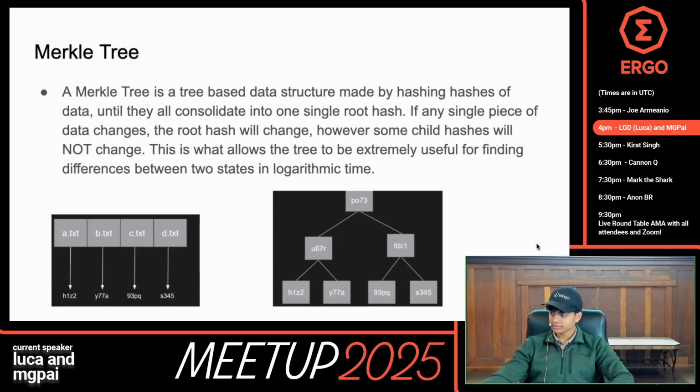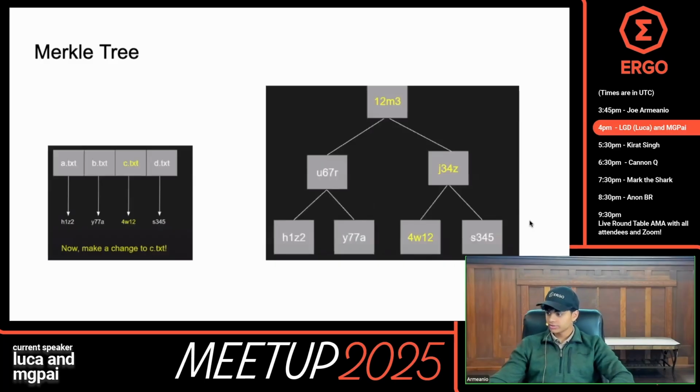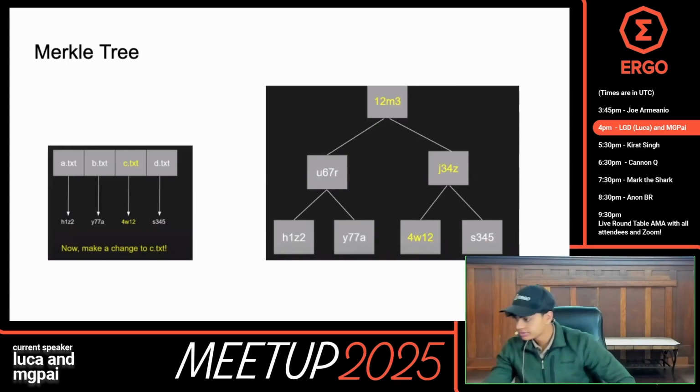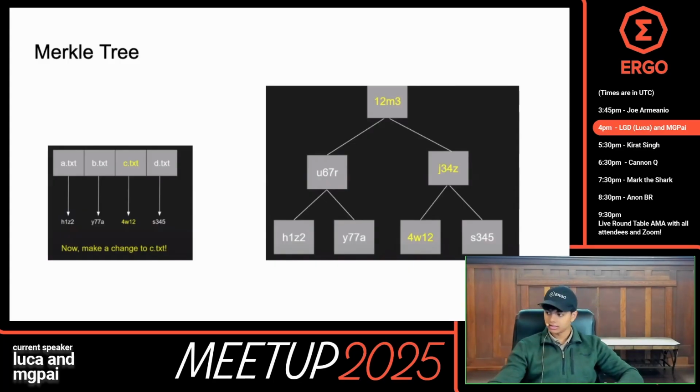So let me explain this further. So you can see that we had the text files, right? And we changed the contents of c.text. And what does that do? We got a new hash. So you can see 4W12, right? So on the right side of the Merkle tree, you can see that all the way at the bottom, that changed, right? It's in yellow. And now since that changed, the hash above it, which remember is made by concatenating the hash of c.text and d.text, also changed, right? And since that changed, the root hash also changed.